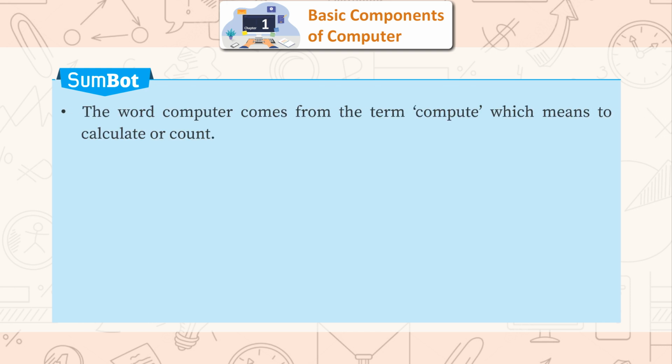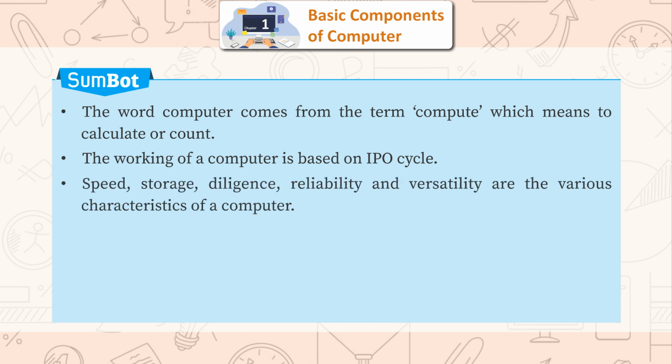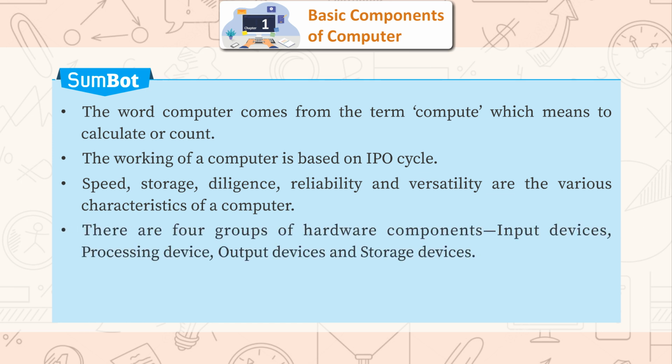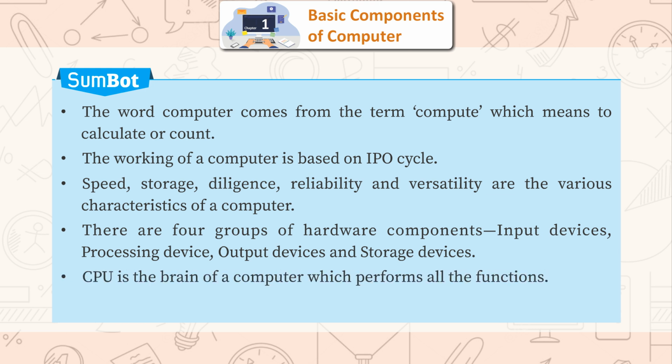SumBot. The word computer comes from the term compute, which means to calculate or count. The working of a computer is based on IPO cycle. Speed, storage, diligence, reliability, and versatility are the various characteristics of a computer. There are 4 groups of hardware components: input devices, processing device, output devices, and storage devices. CPU is the brain of a computer which performs all the functions.